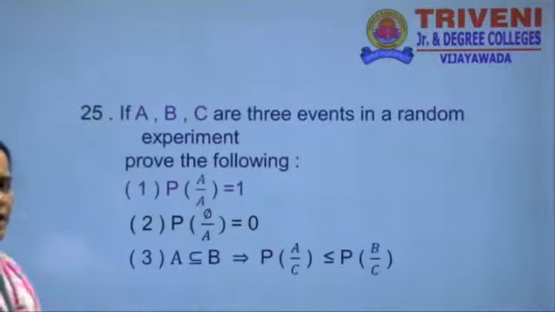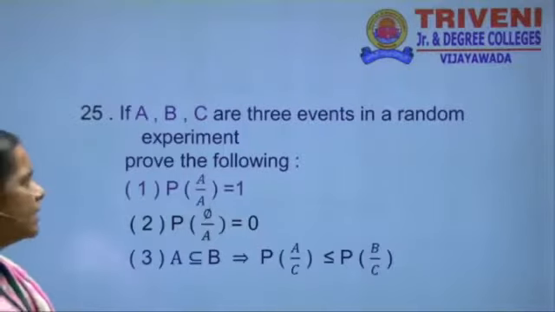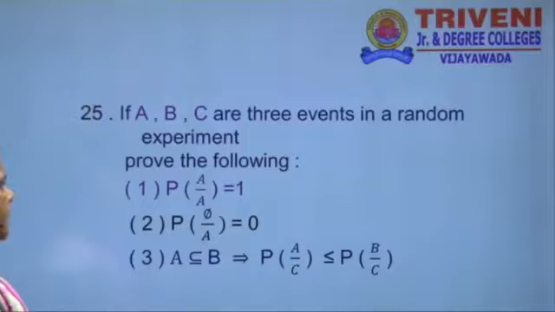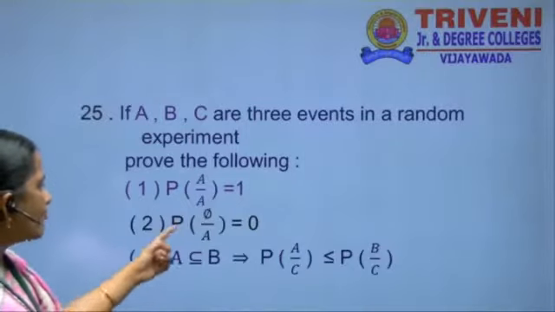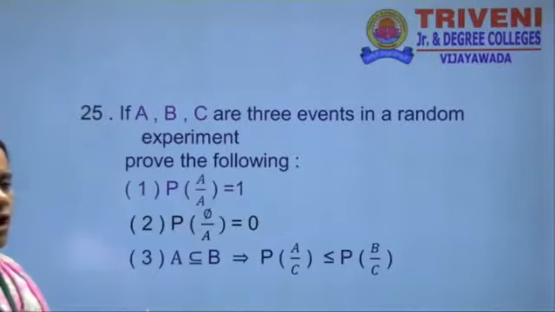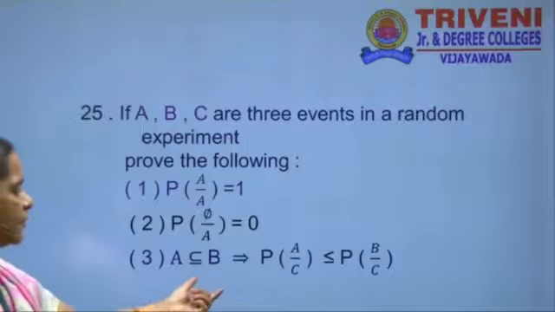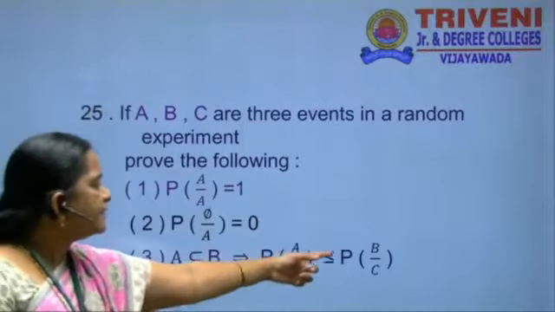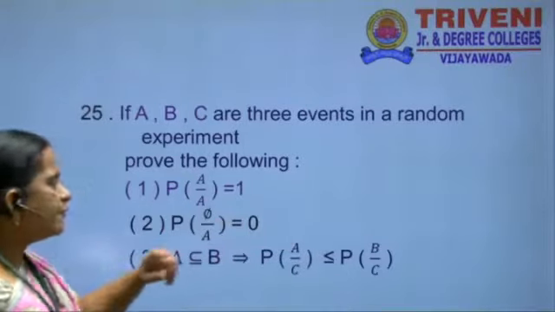They are given the values. Three events are there. A, B, C are three events in a random experiment. Then prove that P of A by A is equal to 1, P of phi by A is equal to 0, and A containing B implies P of A by C is less than or equal to P of B by C.